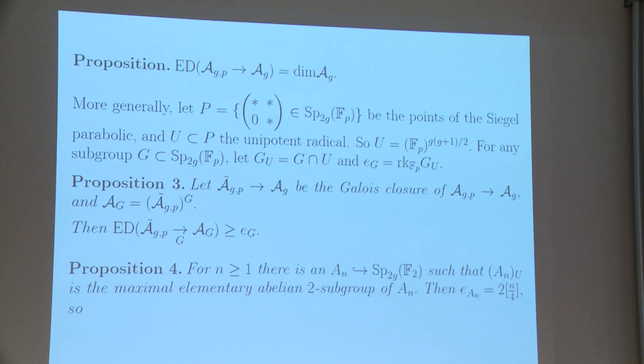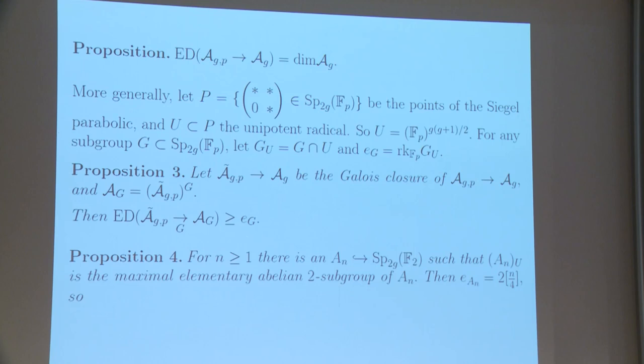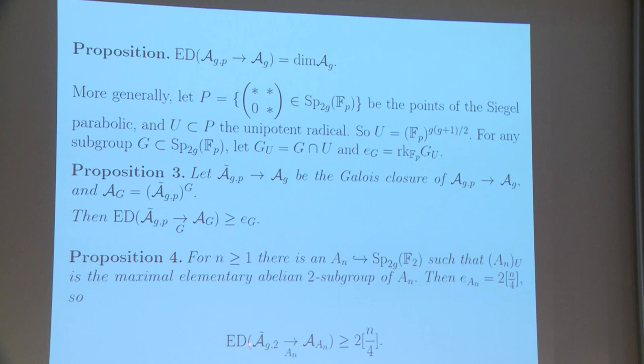Let's apply this to the problem we were interested in from before with alternating groups. For this, I need the following proposition. In characteristic two, there's a family of representations of AN, which I won't describe, with the property that if I intersect it with this U, then this is the maximal elementary abelian 2-subgroup of AN, meaning the one of maximal rank. There's a simple formula for it: 2 times the integer part of N over 4. In particular, we get an estimate for the central dimension of this AN cover.